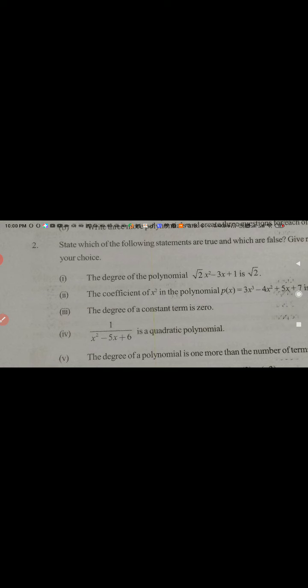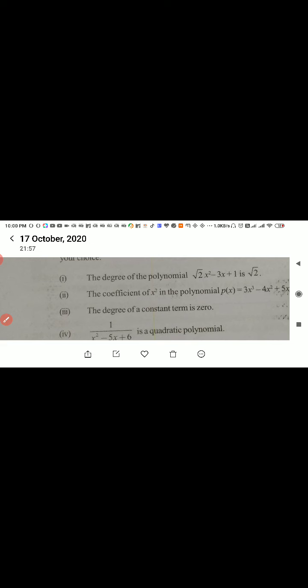What is given in that first question? The degree of polynomial. Here the powers are 2, 1 and the constant term is 0. So the degree of polynomial is 2, but the given answer is wrong. So the degree of polynomial is only 2.